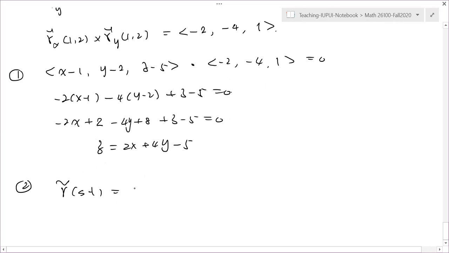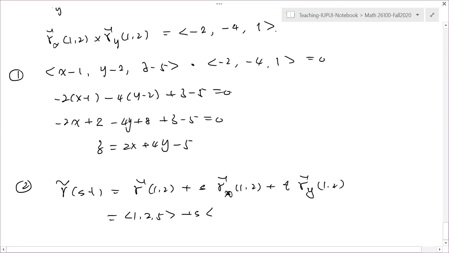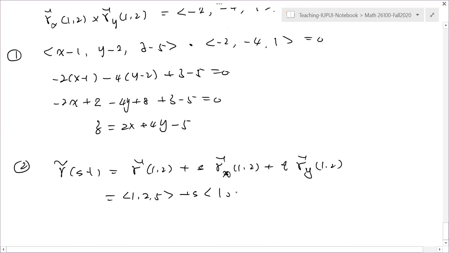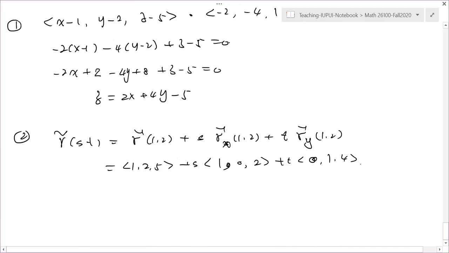S, T, right? So that would be r(1, 2) plus s times Rx, right? And t times Ry. So here's 1, 2, 5. S, I forgot what the value is. 1, 0, 2. T, 0, 1 and 4, right? That is, yeah. Right. So you combine them.